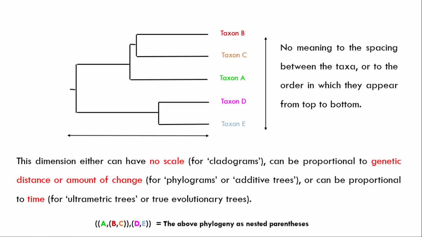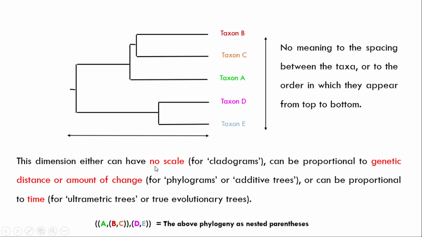A few more concepts. This is a very simple phylogenetic tree. Here I have given the taxa the names B, C, A, D, E. You can see two types of spacing: one vertical, and another horizontal, the length of the spacing between taxon B and taxon C. There is no meaning to the spacing between the taxa or to the order in which they appear from top to bottom. Whatever space we put there doesn't have any meaning at all.